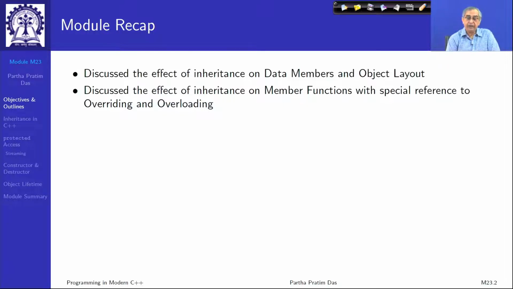And we have also discussed about the inheritance of member functions. Derived class inherits all member functions, non-static member functions of the base class. It can override a member function, it can provide multiple overloads to a member function, or it can add new member functions.